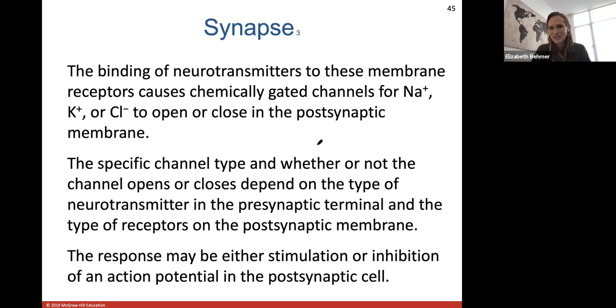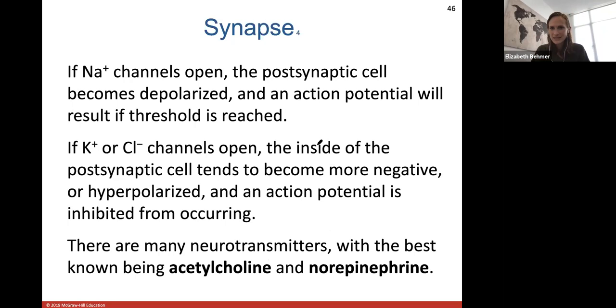The response can either stimulate or inhibit the next neuron in the postsynaptic cell. If sodium channels open, the postsynaptic cell becomes depolarized and an action potential will result if threshold is reached. And if we have potassium or chloride channels open, the inside of the postsynaptic cell becomes more negative, or hyperpolarized. And that usually inhibits an action potential from occurring, because if we get too negative or too hyperpolarized, an action potential can't occur. So we've inhibited or stopped the signal from transmitting.